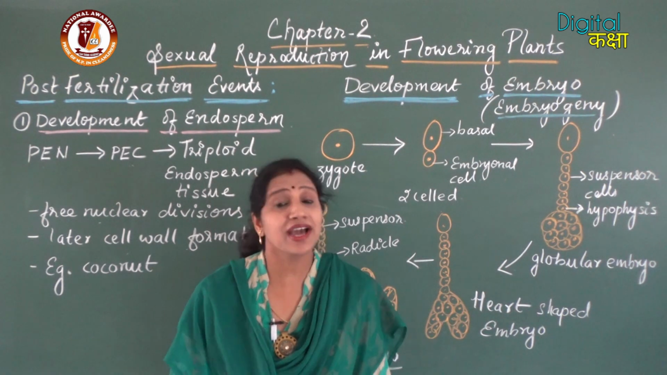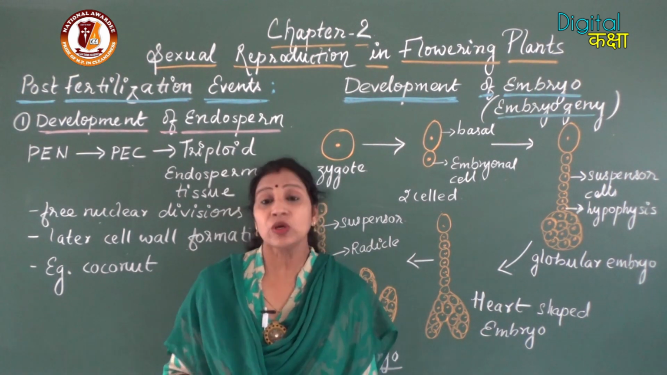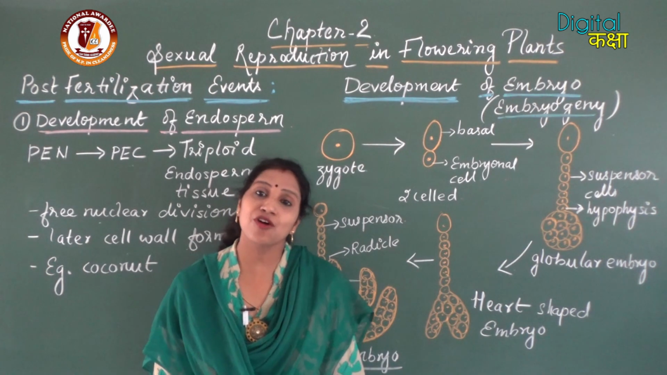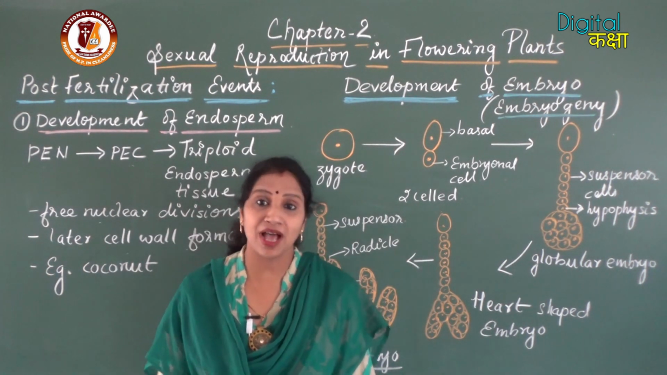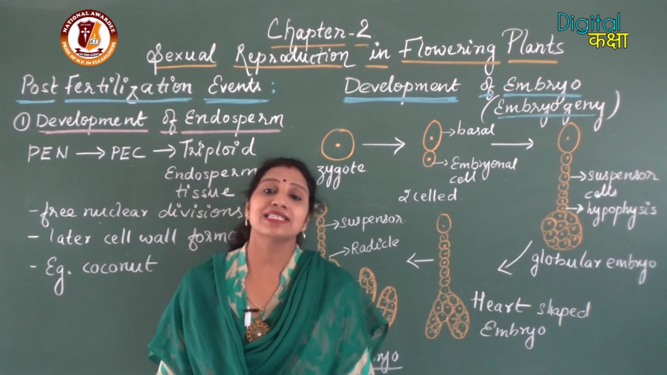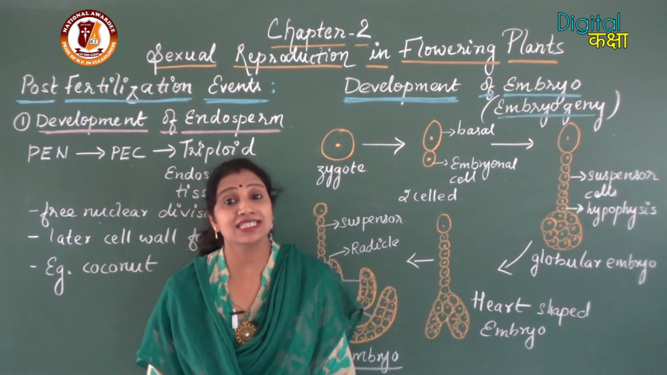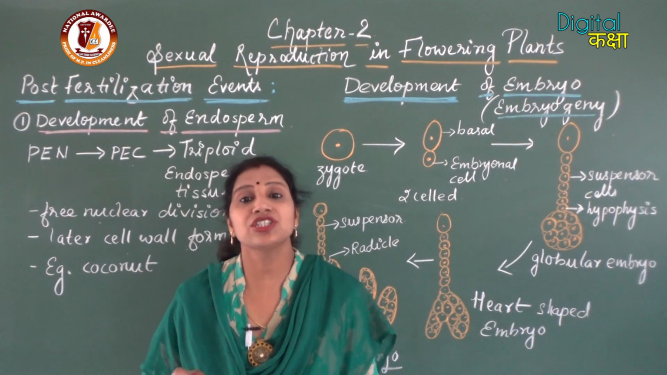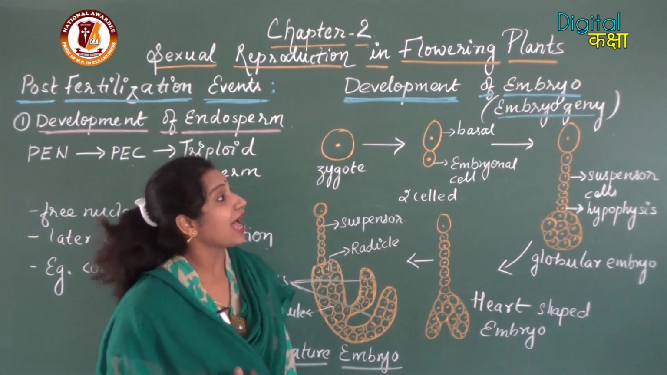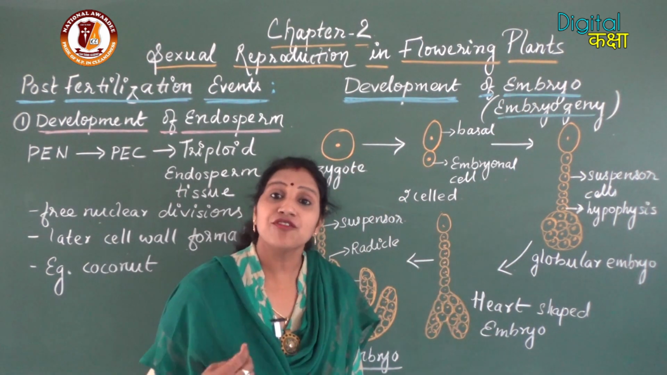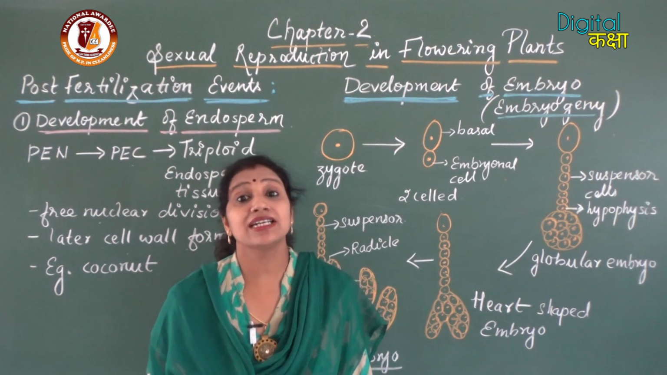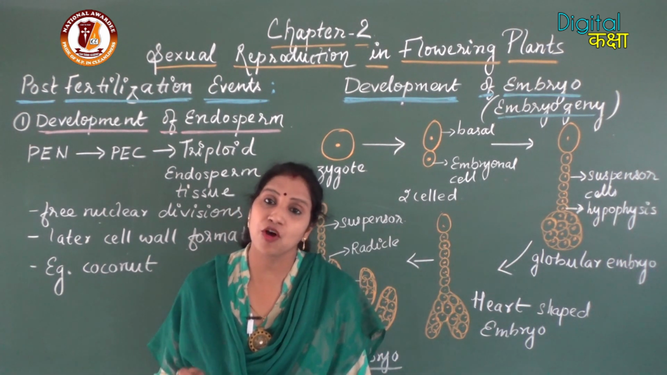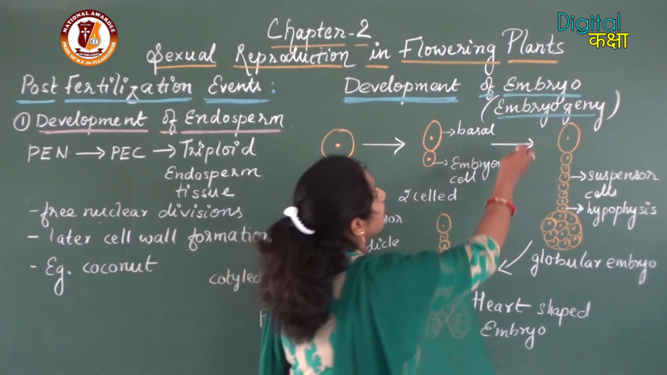Now, how can you define this embryo? Embryo is an organized mass of cells which has the potentiality to form a new plant. In case of plants, we can define the embryo as an organized mass of cells which has the capacity to form a complete new plant. So that is an embryo, and the complete stages in the formation of embryo are studied under embryogeny. What is embryogeny? The study of the stages in the formation of embryo is called embryogeny.